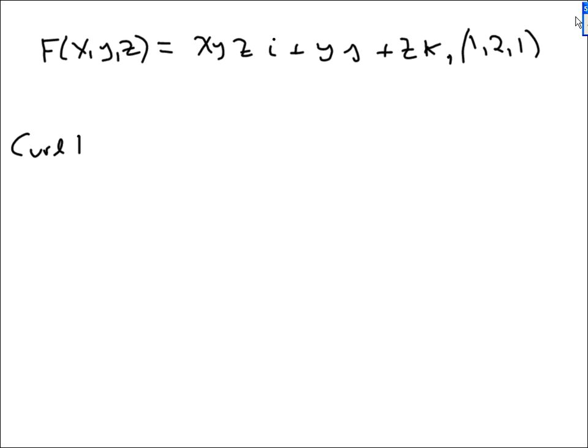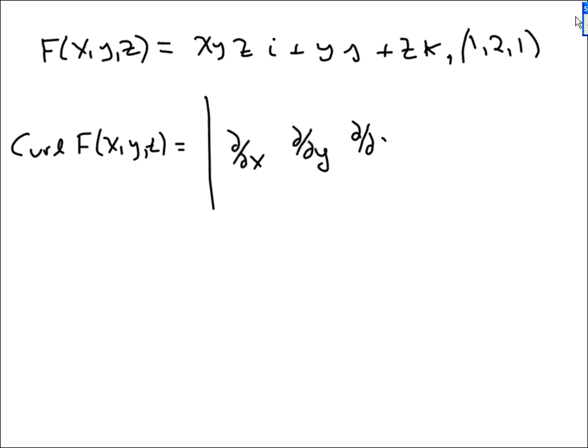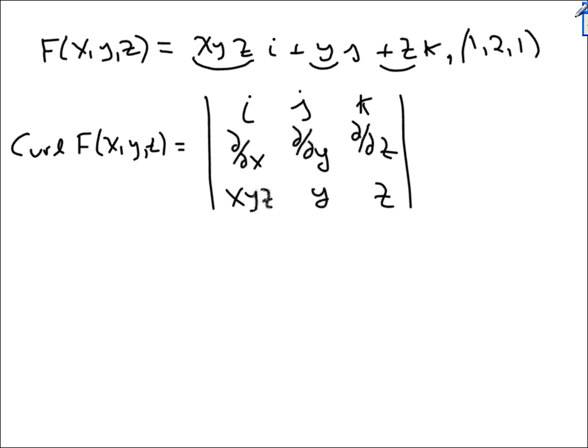The curl of f of x, y, z is a determinant. Partial with respect to x, with respect to y, with respect to z, and i, j, k, the i component, the j component, the k component. It is this determinant. And how you find a determinant like this is you repeat the first and second column at the end. That is, you write down the determinant a second time.